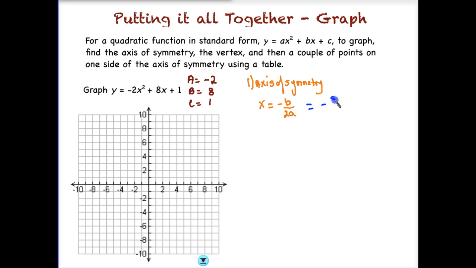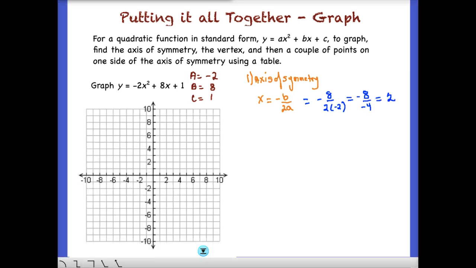So we have -8 over 2 times -2. So let's go ahead and simplify. We're going to get -8 over -4. 2 times -2 is -4. Now I have a negative divided by a negative, which is going to give me a +2. So now I can go ahead and graph the equation for my axis of symmetry line, and it's going to be at 2. So let's go ahead and put that there. We know that. That's step one.